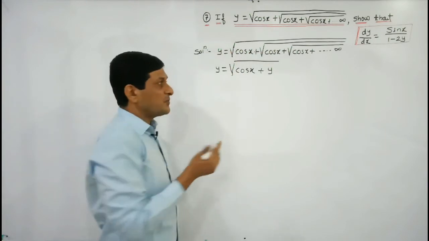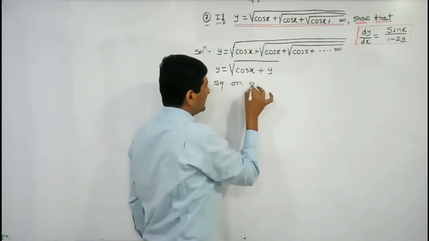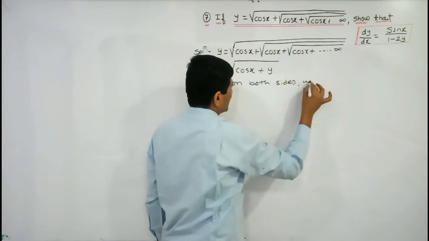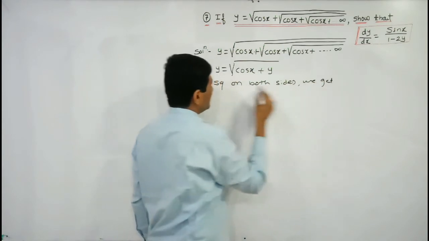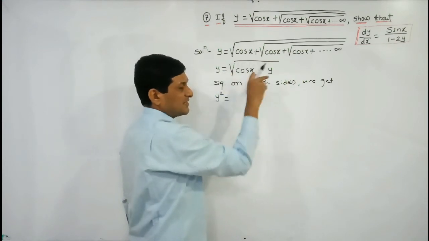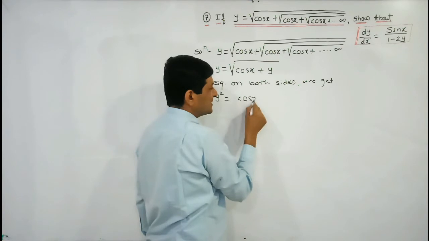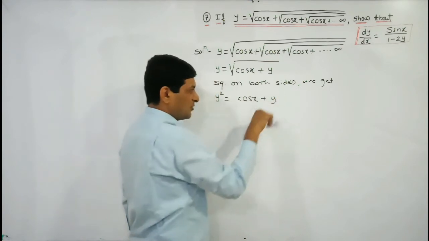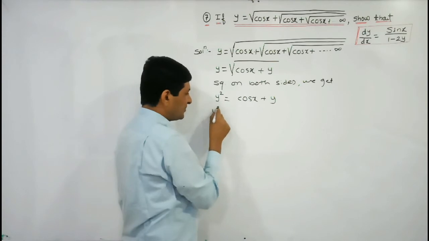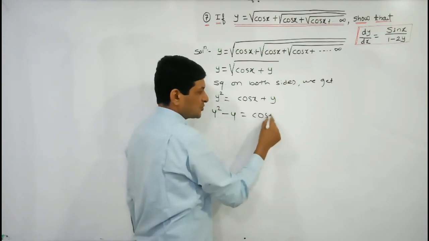So now we square both sides. Let us see what we will get. Squaring both sides, on the left hand side we get y square. On the right hand side, squaring eliminates the square root, so the remaining term is cos x plus y. Now plus y on this side will become minus y, so on this side y square, keep it as it is, minus y. On the other side the remaining term is cos x.